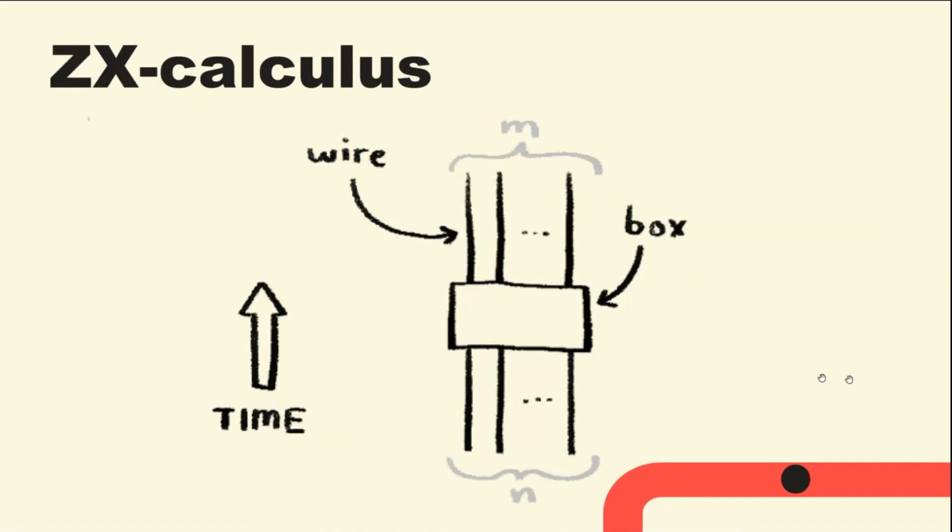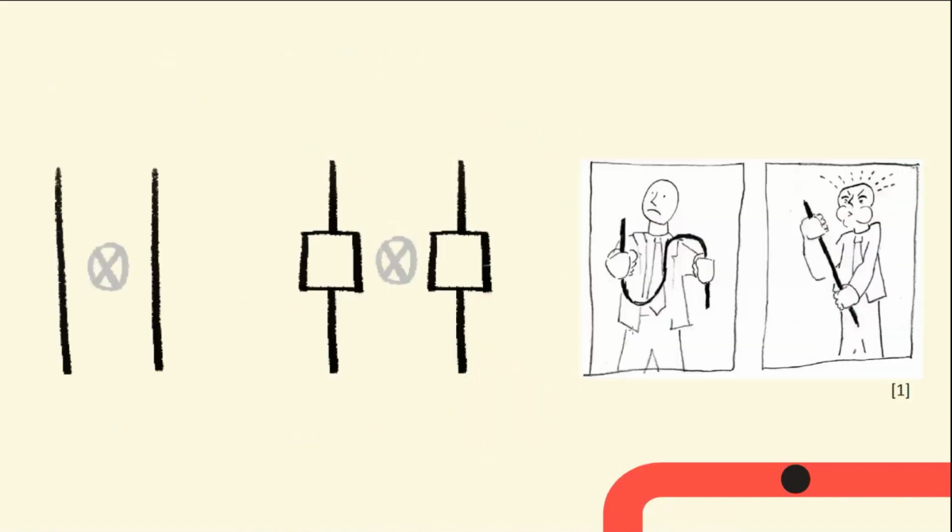And a wire is like a conduit of a quantum particle, and you can have these boxes. So you have, say, n quantum particles going into a box and m coming out, and this box can represent any operation that you would do on your quantum states. So a unitary operation, a measurement, whatever you like. So this is the language of ZX calculus.